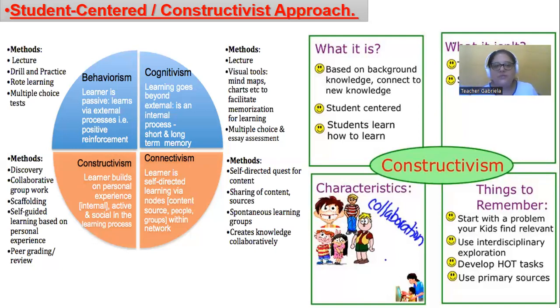Cognitivism learning goes beyond external. Example, internal processes, short-term and long-term memory. What is it based on? Lecture, visual tools, mind maps, charts to facilitate memorization of learning, multiple choice, and easy assessment.